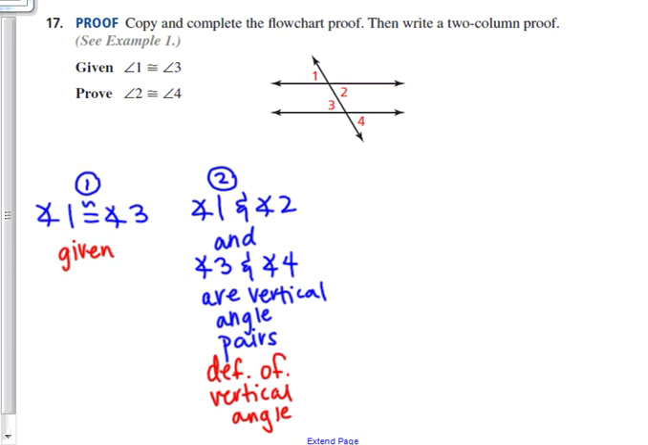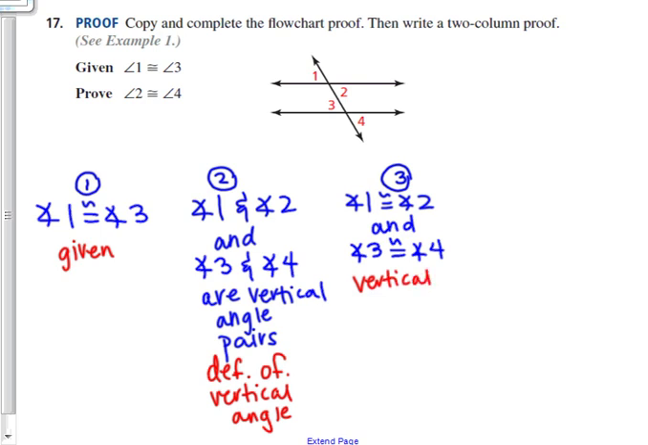Okay. So now that I know the vertical angles, I can say that, well, I know that vertical angles are congruent. So I'm going to go ahead and say for step 3 that 1 and 2 are congruent, and I know that 3 and 4 are congruent. I'm just coming from my step 3. I know that's true because of the vertical angles congruence theorem.